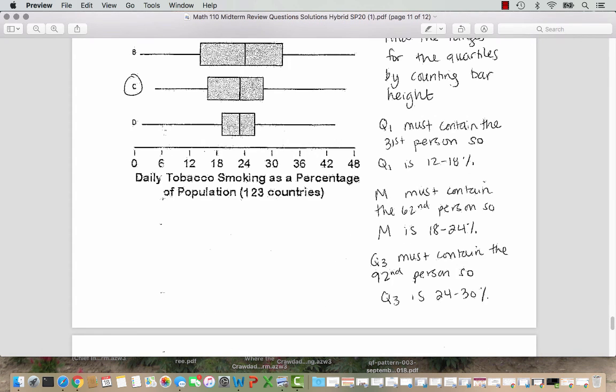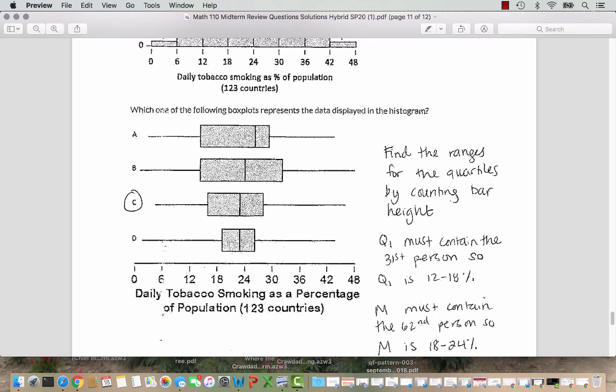So using that information and trying to match what we see here in the graphs, it looks like box plot C is the one that has quartile 1 between 12 to 18, the median between 18 to 24, and the third quartile between 24 to 30.